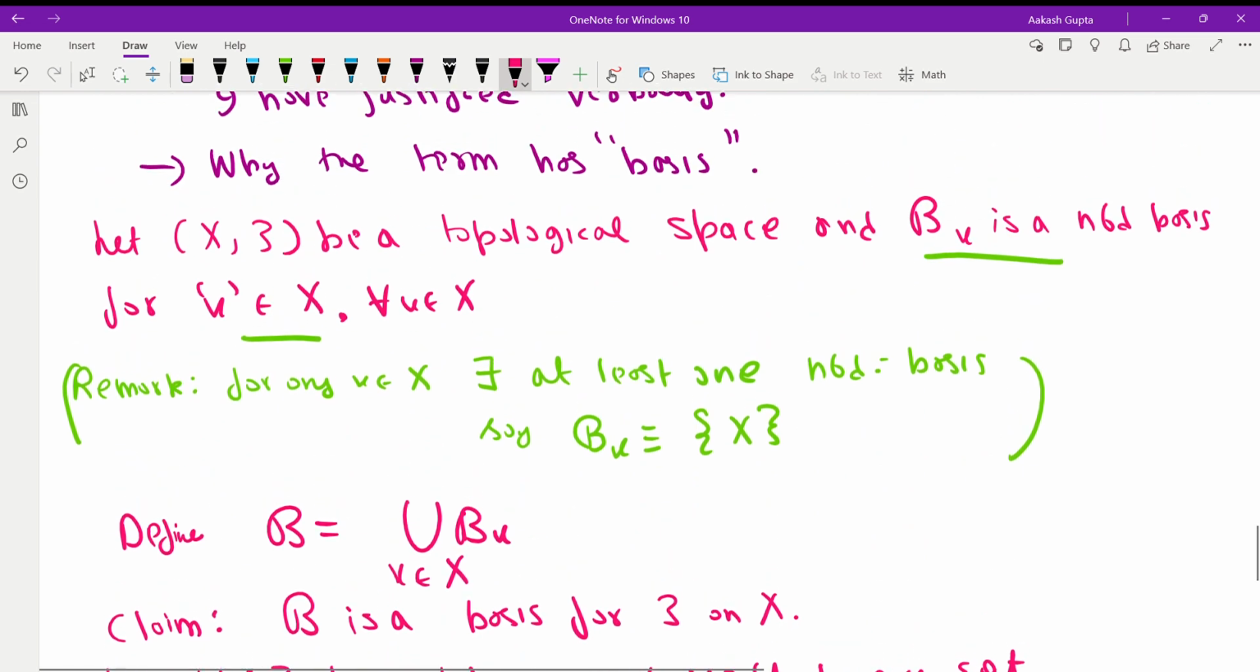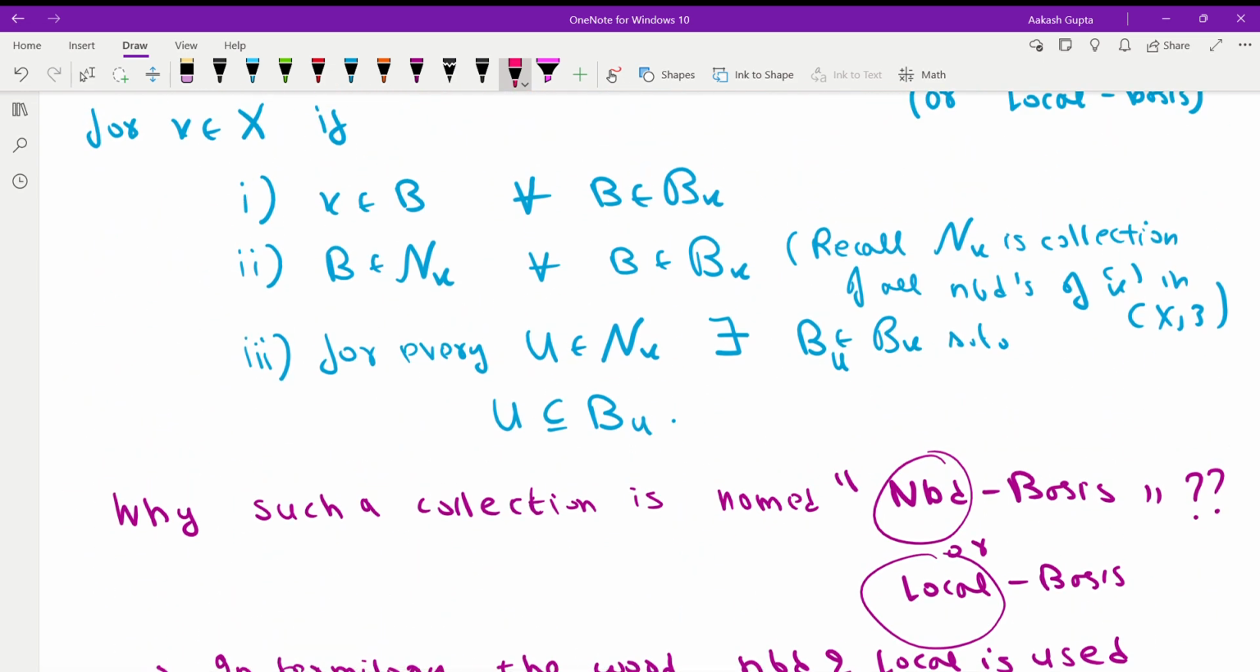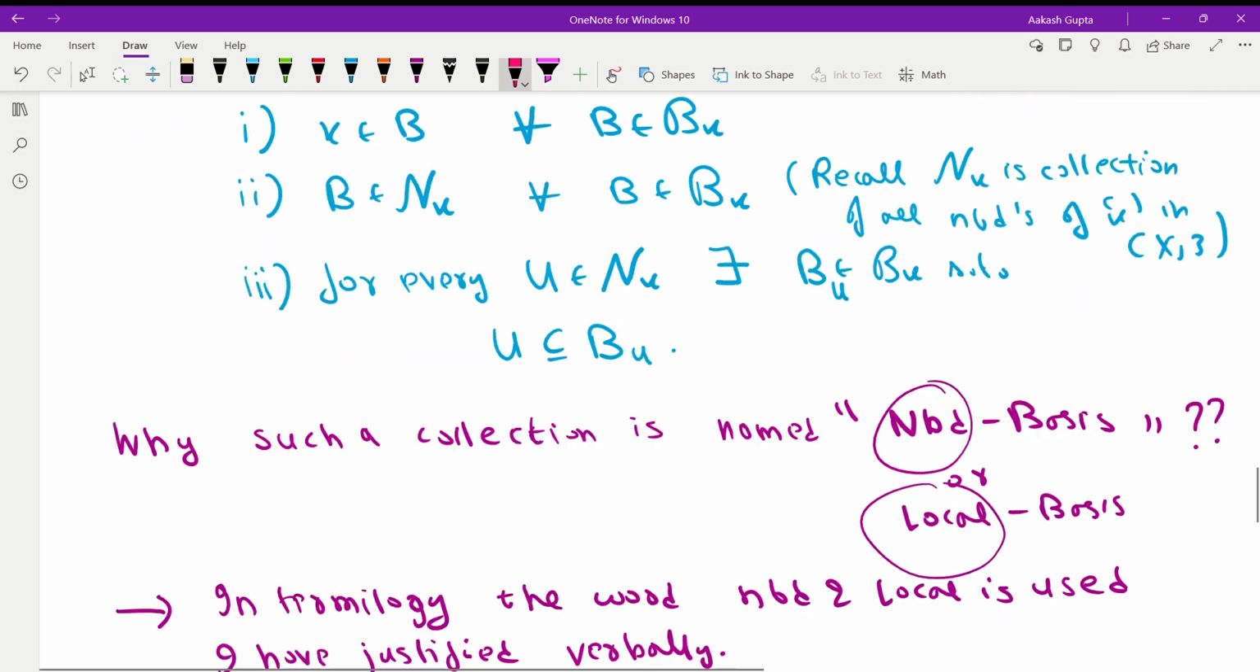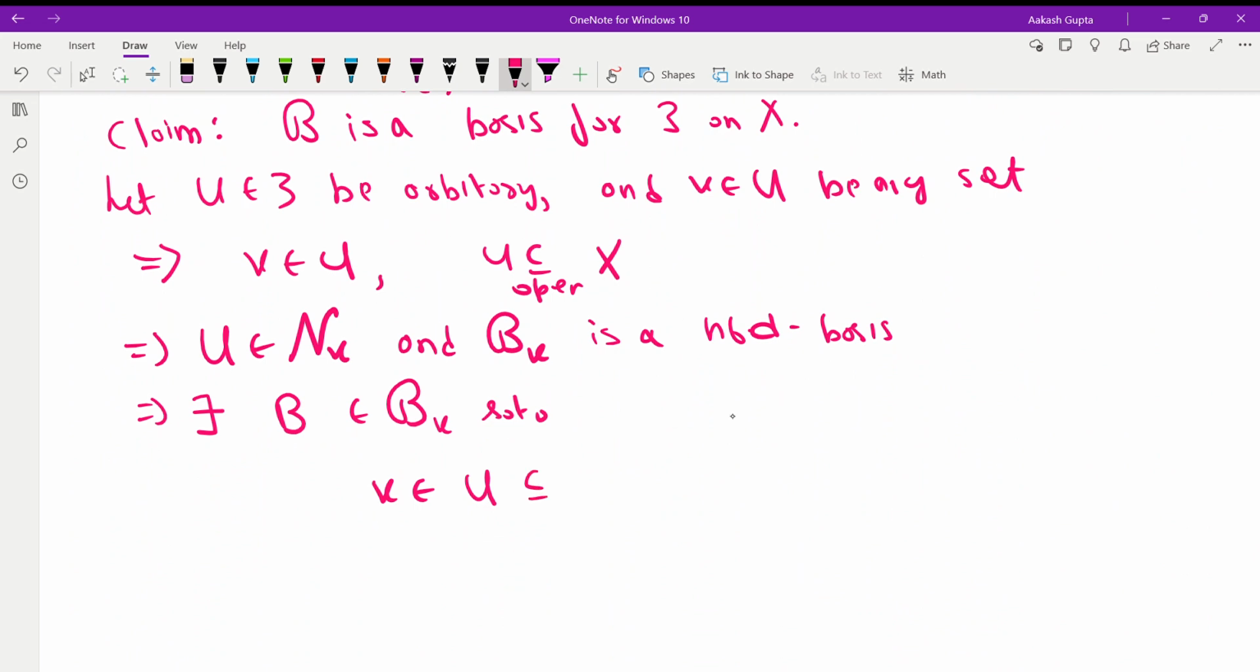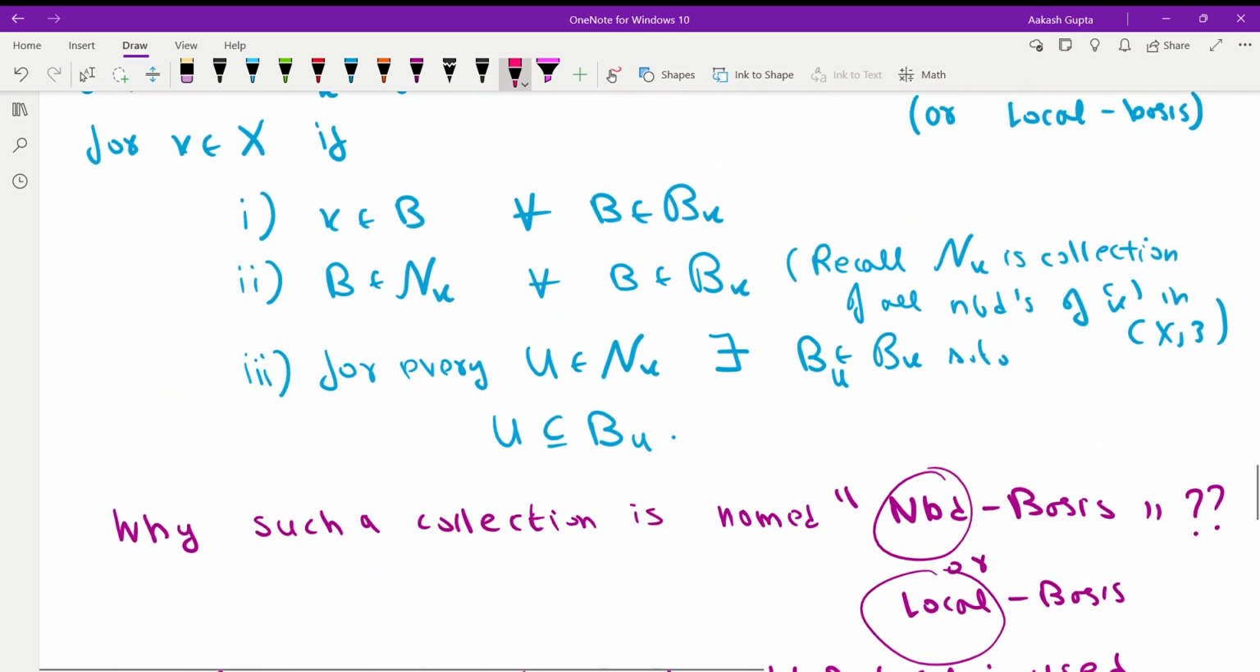Let us go above and see the definition. What you have is that this U should be inside... just a minute, guys. I think I have written something wrong. Yeah, let me correct this. So this is B suffix x sitting inside U. So every neighborhood should contain a member of this B suffix x. That is the third condition.